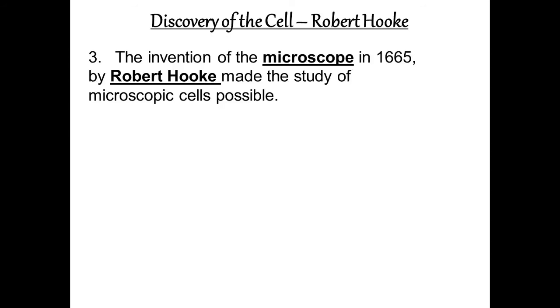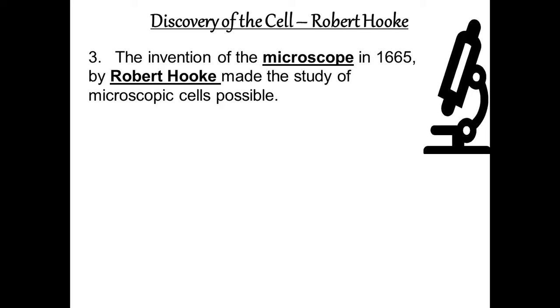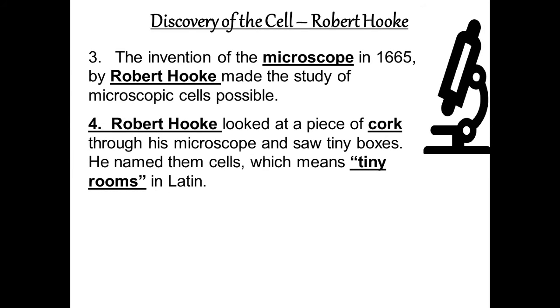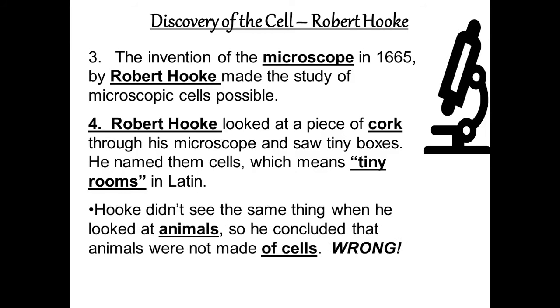Okay, the invention of the microscope in 1665 by Robert Hooke made the study of microscopic cells possible. Robert Hooke looked at a piece of cork through his microscope, saw these tiny boxes. He named them cells, which meant tiny rooms in Latin. Hooke didn't see the same thing when he looked at animal cells, so he concluded that animals were not made of cells. Wrong.